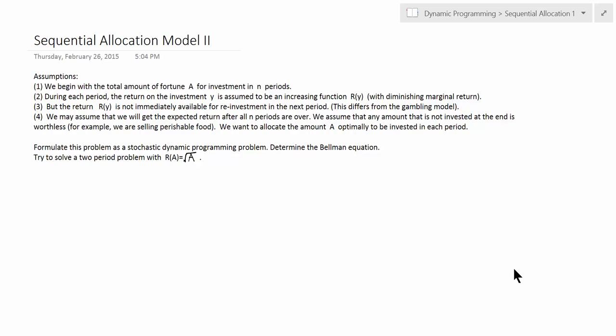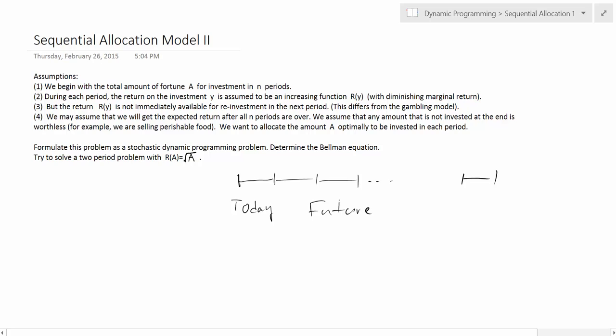Again, we have a total amount of fortune A for investment in n periods. So we have the same structure. If we sketch a diagram, we have n periods, and you can think about this is period 1, it's like today, and then this is going to be future. We always have this kind of structure.